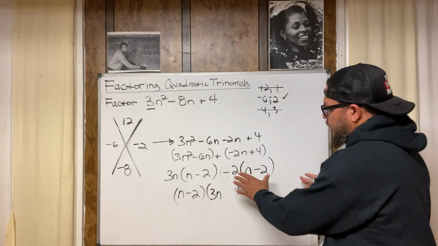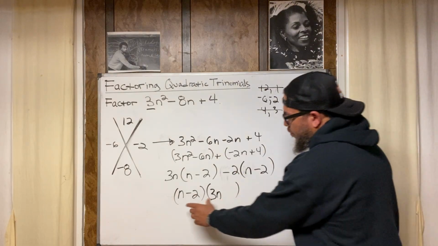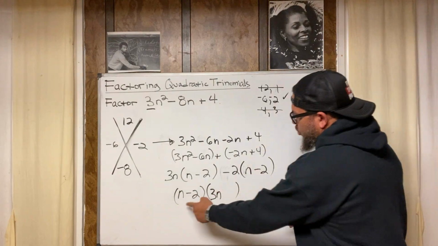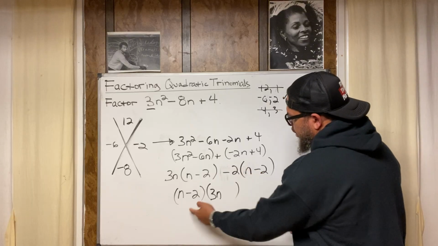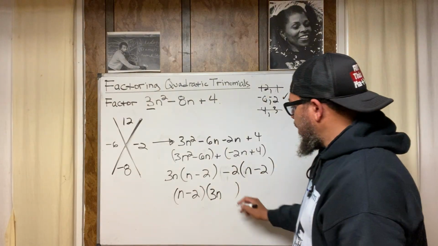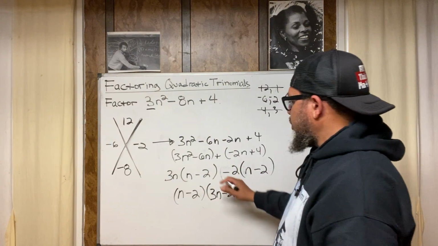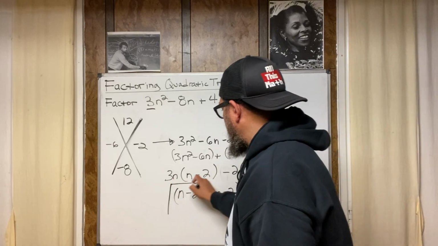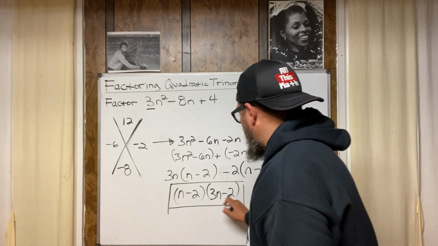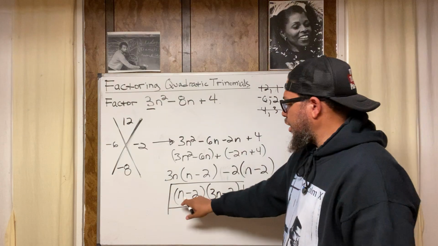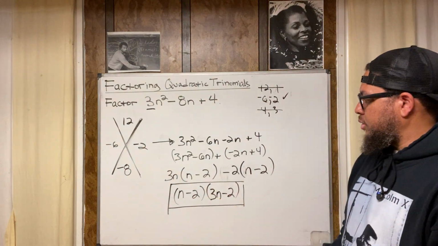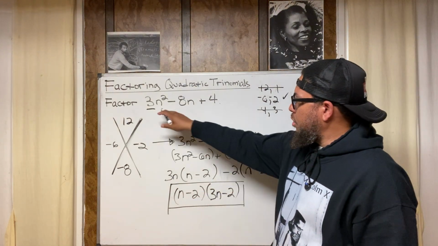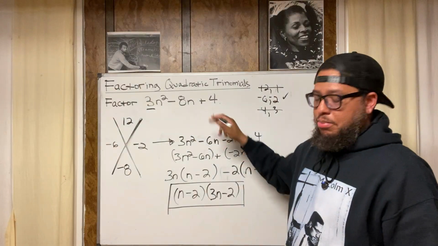Then I do the same thing with this expression. I take this expression, divide it by the GCF. The n minus 2's cancel out, leaving me with minus 2. I put that in the parentheses. So this is how you write your final answer: the quantity n minus 2 times the quantity 3n minus 2. This is the factored form of 3n squared minus 8n plus 4.